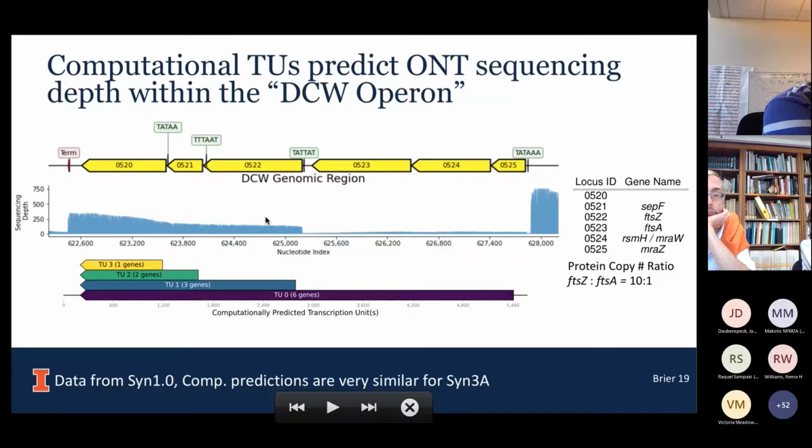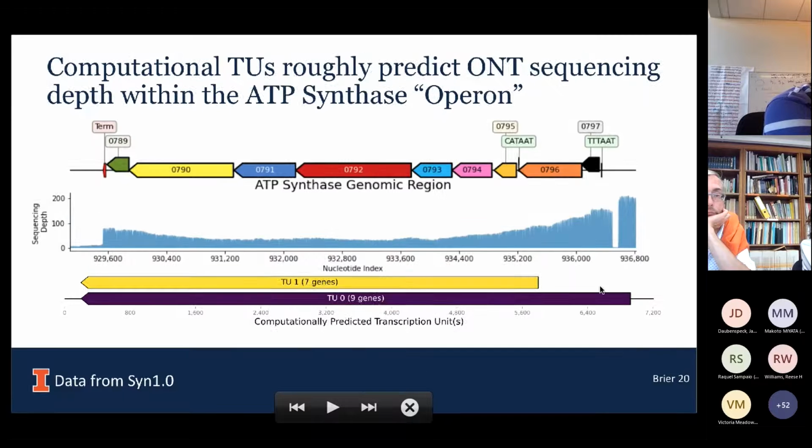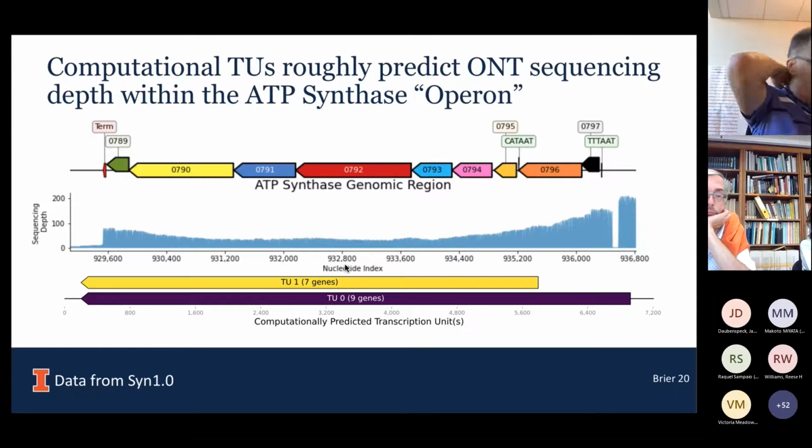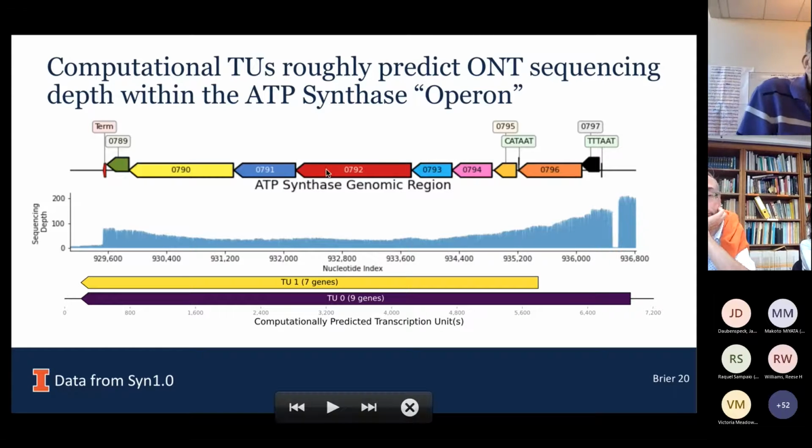And so what you can see is this is maybe a potential way where gene 522 FtsZ is being expressed more, and so that's more likely to be translated, which could mean more likely for the protein ratio of 10-to-1 to be achieved. Moving forward, I just showed an example where the computational prediction units and the Oxford Nanopore data agree really well.